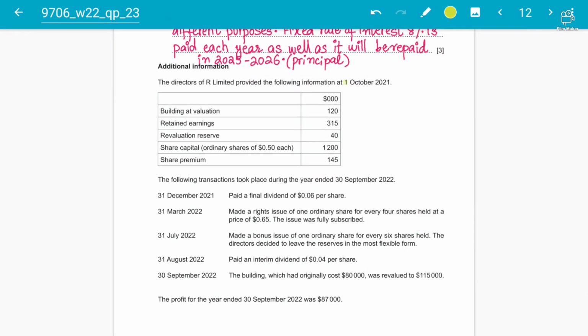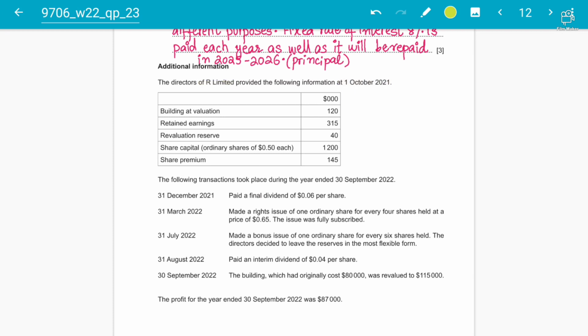You have been given the opening balances. The directors of R Limited have provided that there is a $120,000 building at valuation, retained earnings $315,000, revaluation reserve $40,000, share capital, ordinary shares, and share premium. This information is given, and then there are adjustments as well. Students need to understand these couple of important points that I'm telling, so make notes as well.